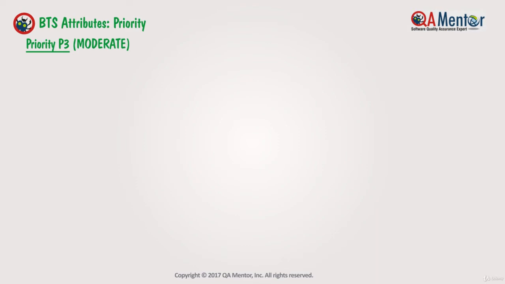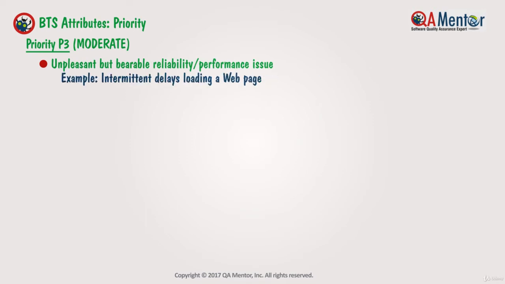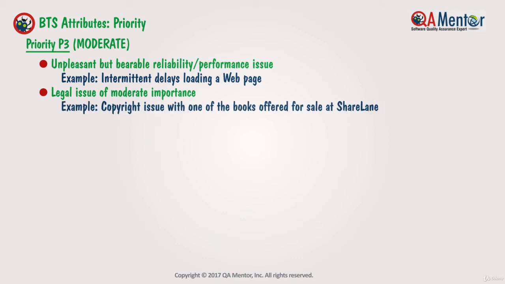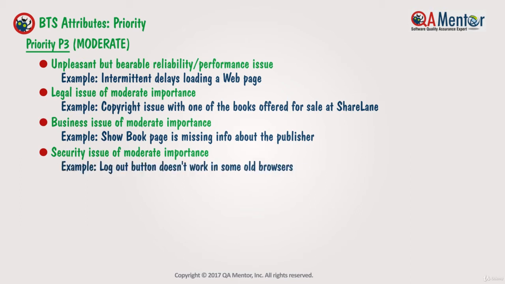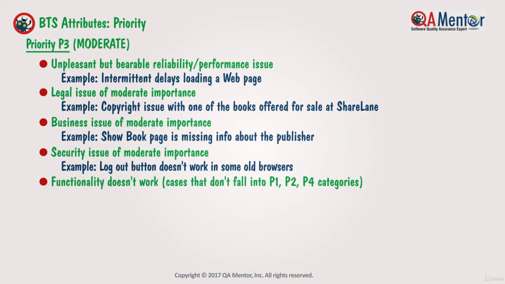Priority P3, Moderate. Unpleasant but bearable reliability, performance issue. Example: intermittent delays loading a web page. Legal issue of moderate importance. Example: copyright issue with one of the books offered for sale at ShareLane. Business issue of moderate importance. Example: showbook page is missing info about the publisher. Security issue of moderate importance. Example: logout button doesn't work in some old browsers. Functionality doesn't work, cases that don't fall into P1, P2, P4 categories. Example: cannot search for keywords that consist of 3 characters or less.